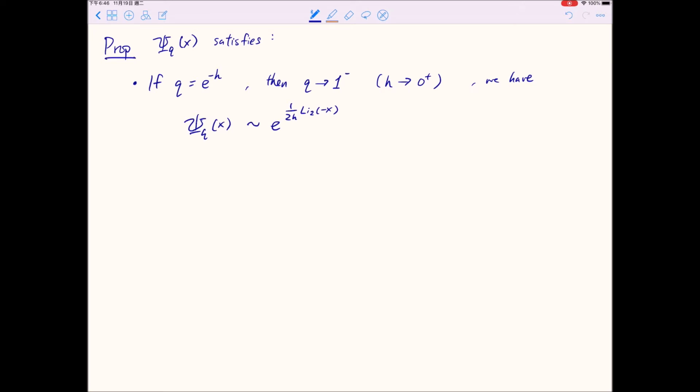Or in other words, to be more precise, it says that if you take log and then you rescale by h, then this should be 1/2 negative x. Right. So it looks like the dilogarithm under some asymptotic limits, or after you rescale a little bit.